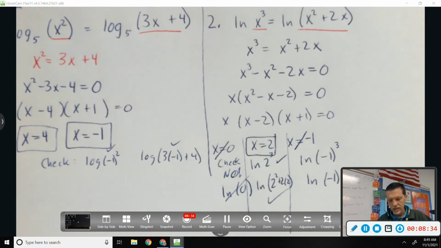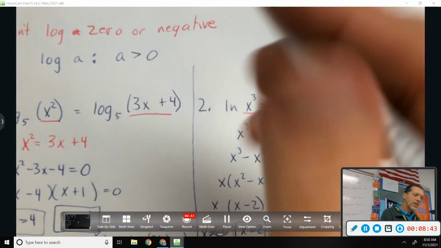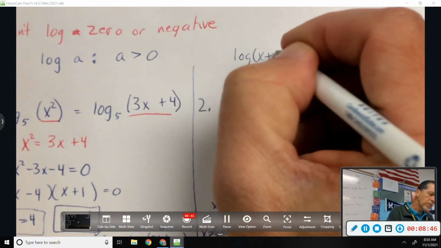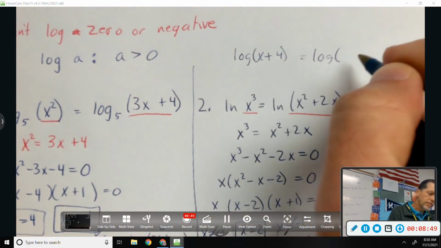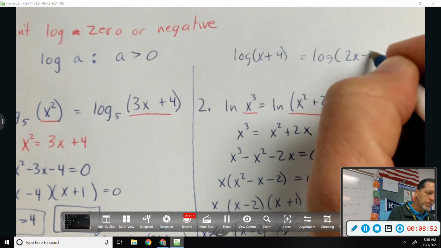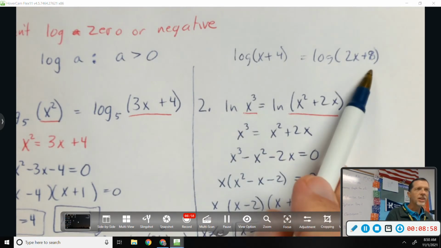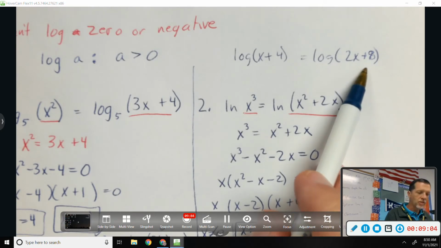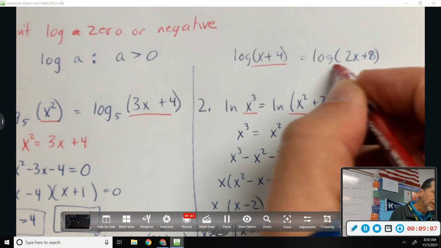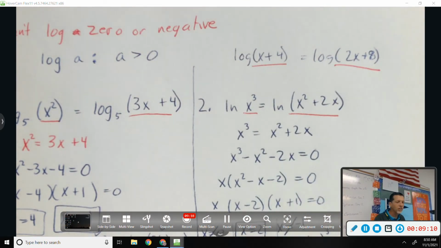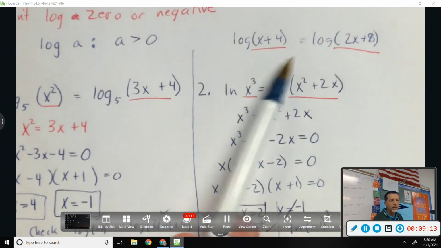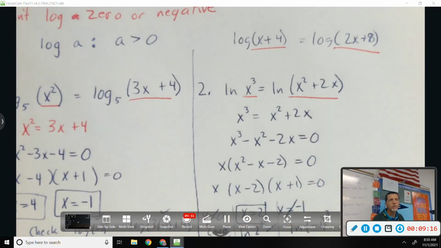Because you can't take the log of 0. You have to take the log of a positive number. So if it's an x equals 0, you may as well just cross it out. Not necessarily, because if your original equation was log of x plus 4 equals log of 2x plus 8, 0 would work. Negative 1 would work. Negative 2 would work. So you can't make the decision based on what x is. You make the decision based on what you're taking the log of. So you can't just look at your answer and say, oh, that one will work, that one won't. You've got to go plug it back in and see what will work and what won't.